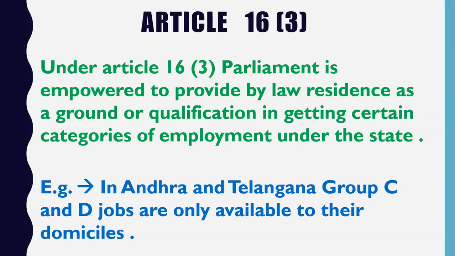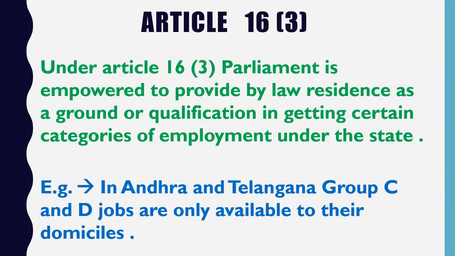In Article 16 Clause 2, what was it saying? It was saying that residence cannot be a ground of qualification, residence cannot be a ground to discriminate in the matter of public employment. But Article 16 Clause 3 is saying that Parliament has the power. By making a law, Parliament can provide residence as a qualification or as a ground in getting certain jobs, of the nature of public employment under the state.